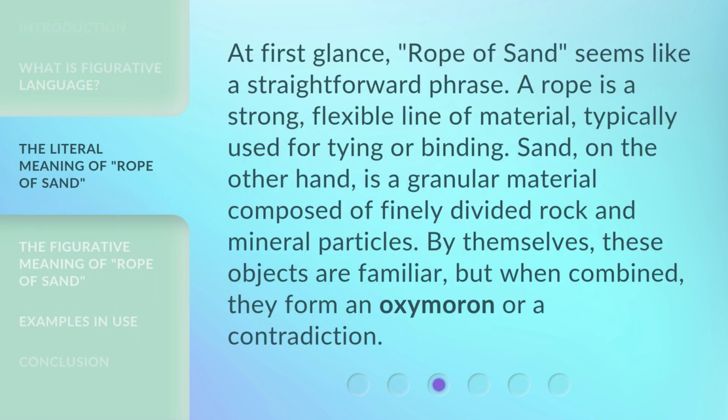At first glance, rope of sand seems like a straightforward phrase. A rope is a strong, flexible line of material, typically used for tying or binding. Sand, on the other hand, is a granular material composed of finely divided rock and mineral particles. By themselves, these objects are familiar, but when combined, they form an oxymoron or a contradiction.